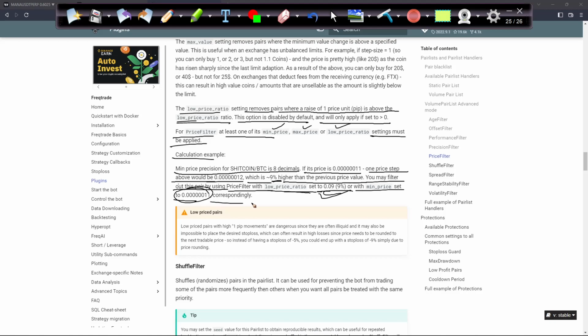Okay, correspondingly, we are mostly interested in the ratio. So the low price ratio, which is 0.0609, will filter out these shitcoins.